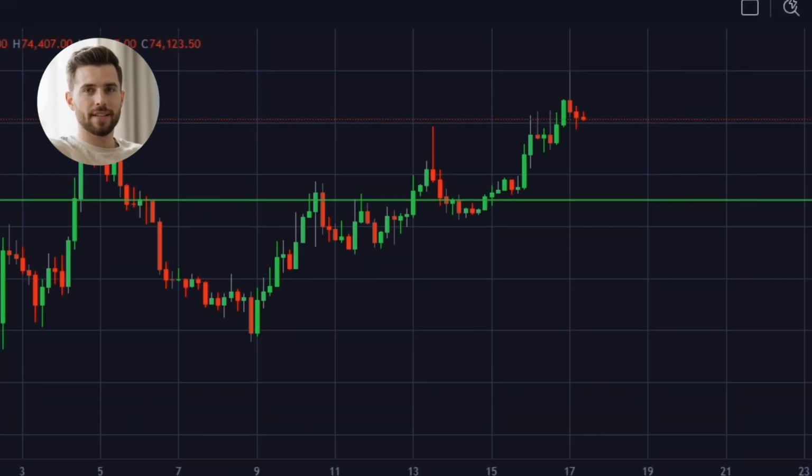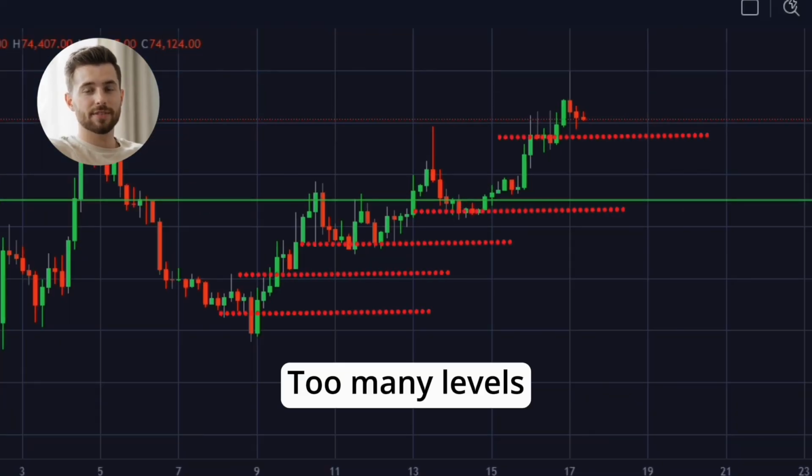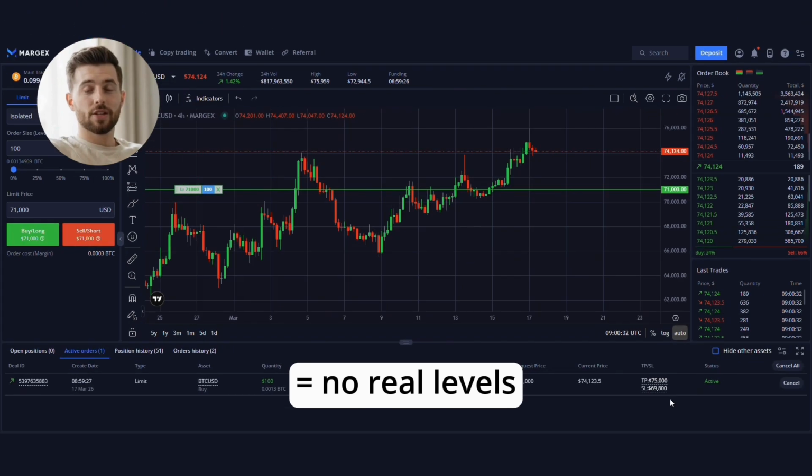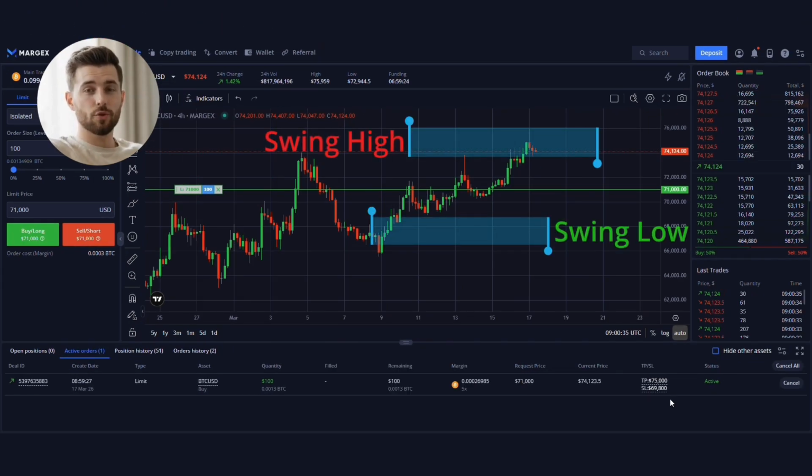Here's an important rule. If your chart has 10 support and resistance levels, you probably have 0. Strong levels are the ones price respected 2 or 3 times.